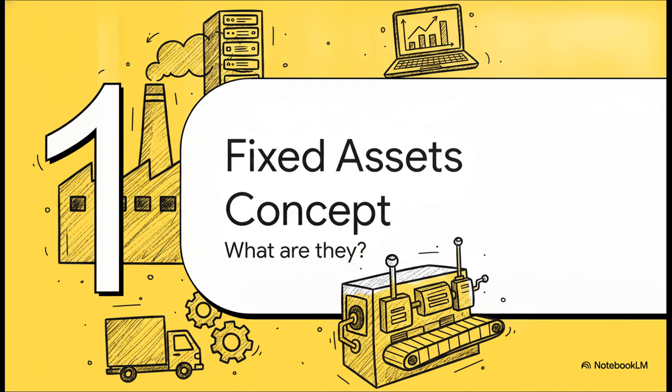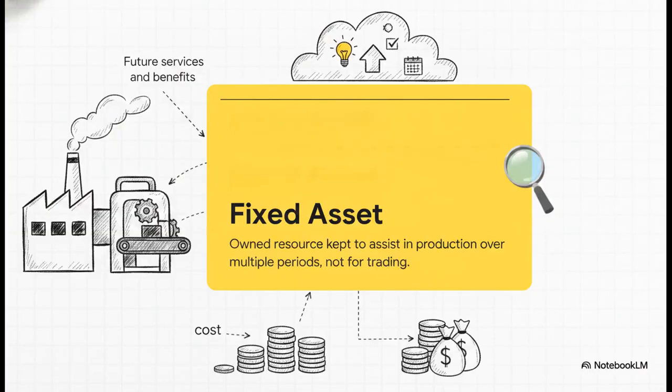To really get this, we kind of have to reframe how we view the massive purchases a business makes. See, the absolutely crucial point here is that when a factory buys a massive piece of machinery, they aren't just buying tons of metal and wires. They are literally buying a bundle of future services and benefits. These assets aren't bought just to be flipped for a quick profit. They're kept to drive the production process over multiple financial periods.